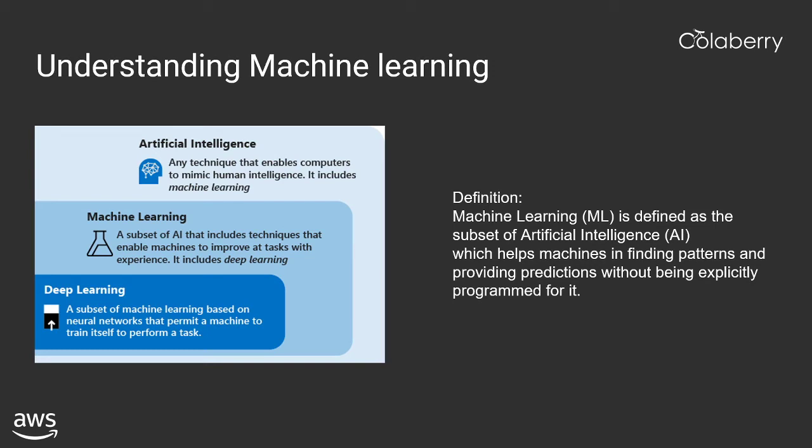Machine learning is defined as a subset of artificial intelligence in which machines find patterns and provide predictions without being explicitly programmed to do so. More specifically, it is a subset of artificial intelligence that includes any techniques which enable computers to mimic human intelligence. A subset of machine learning is deep learning, which is based on neural networks that permits a machine to train itself to perform a task.